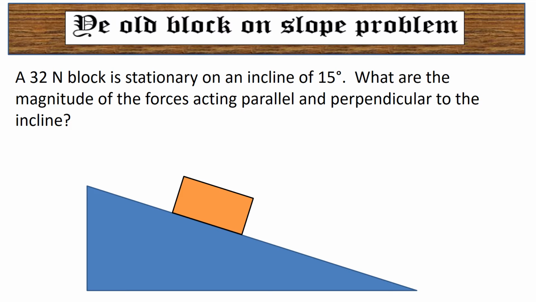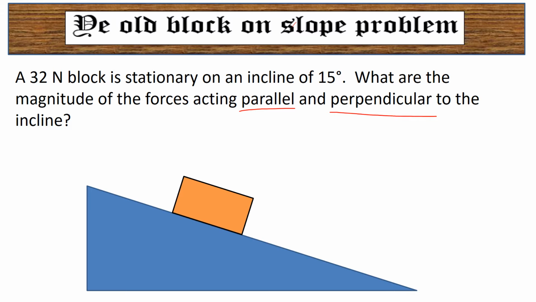Right, here we have a vectors problem where we have a 32 Newton block which is stationary on an incline of 15 degrees. And the question's asking what are the magnitude of the forces acting parallel to the incline and perpendicular, or 90 degrees, to the incline.